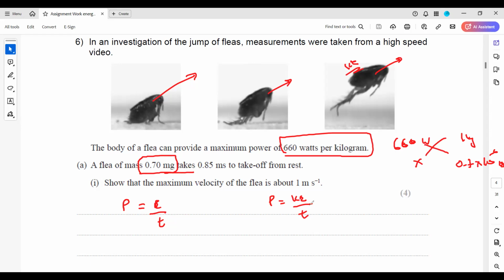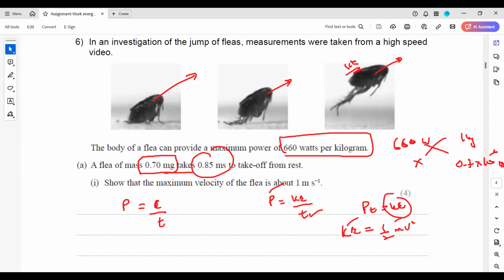So I will cross multiply. This will give us the power. And the time, 0.85 milliseconds, we have the time. So using power multiplied by time, we get the kinetic energy. After getting the kinetic energy, which is half mv squared, I have the mass of the flea, I have the kinetic energy, and the 2 is there. So we can take a root to work out the speed at which this flea will move, which is about 1 meter per second.